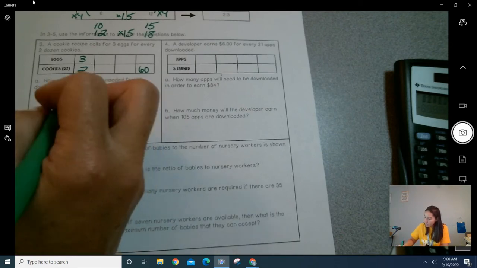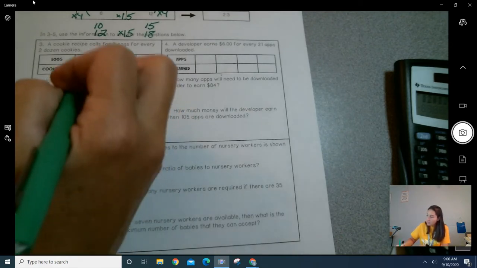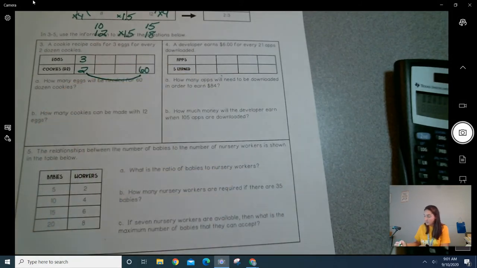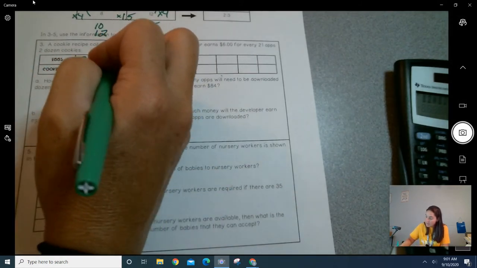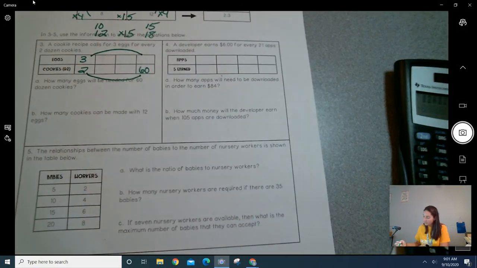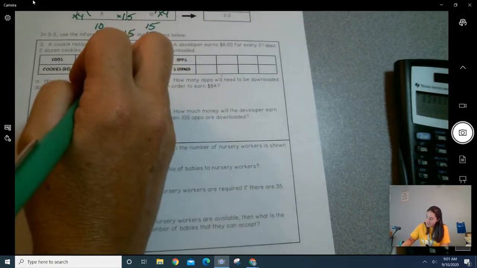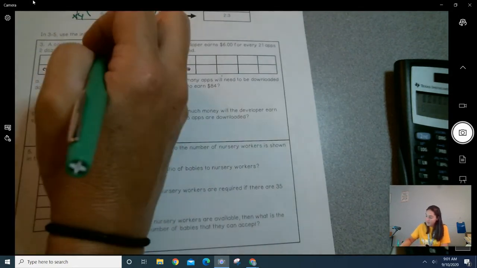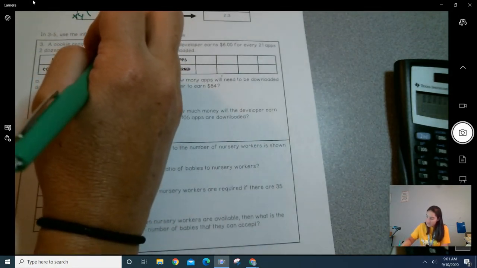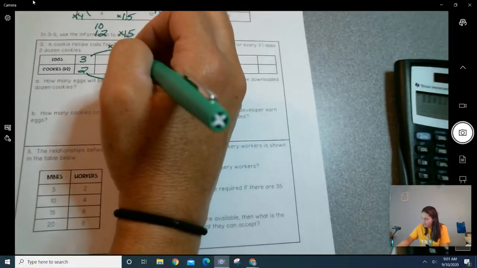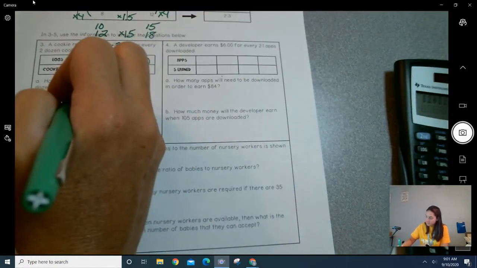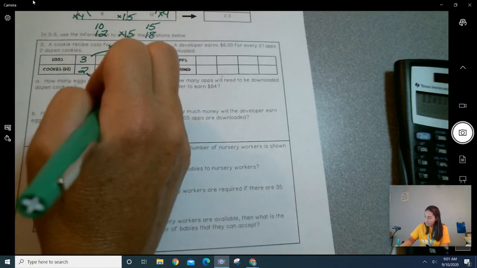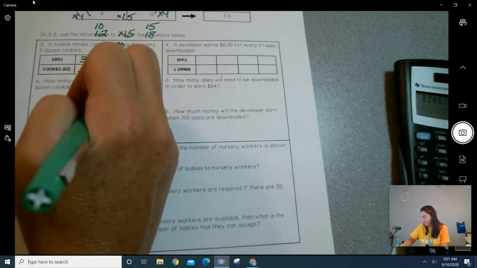So again, what we do with the ratio table is we decide what we multiply by to get from 2 to 60. And then we're going to do the exact same thing to get that one. All right. So in this case, I'm going to multiply by 30. And then I need to take 3 times 30, and that's going to give me 90. 90 eggs for 60 dozen cookies.